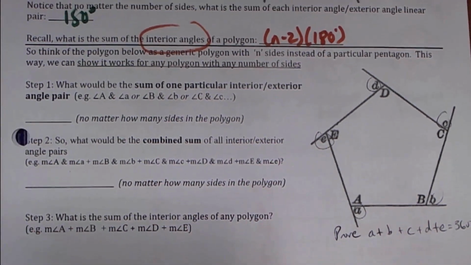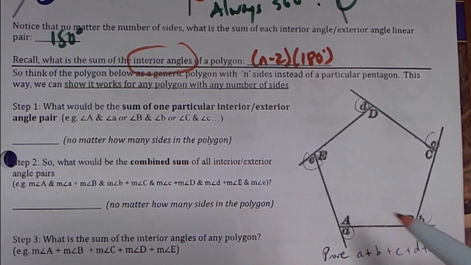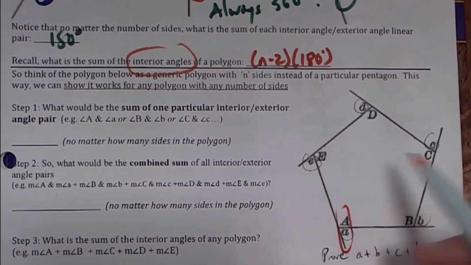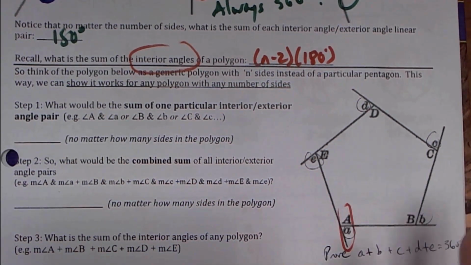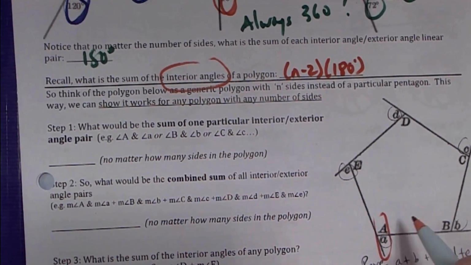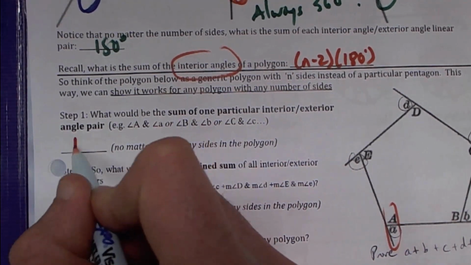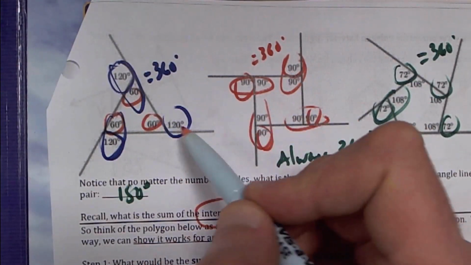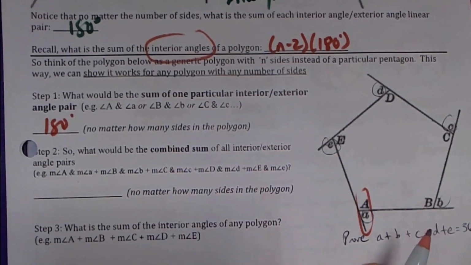Okay? So as we mentioned, what's the sum of any one pair of interior and exterior angles? Right? Any one pair, A and A, B and B, C and C, D and D. Again, this is for not just a 5-sided figure, for any figure. Again, we said this is always a linear pair, right? This sum is always going to be 180 degrees, no matter how many sides. Every pair of interior and exterior is always 180, right?